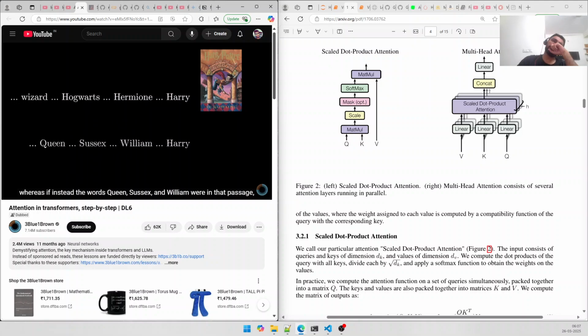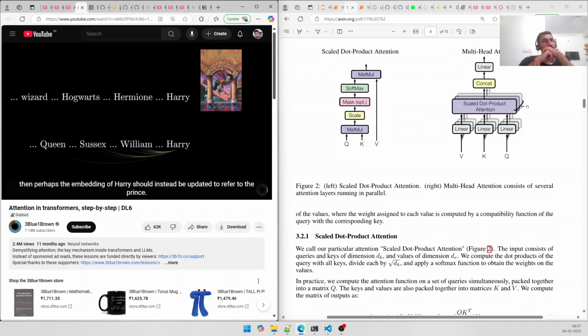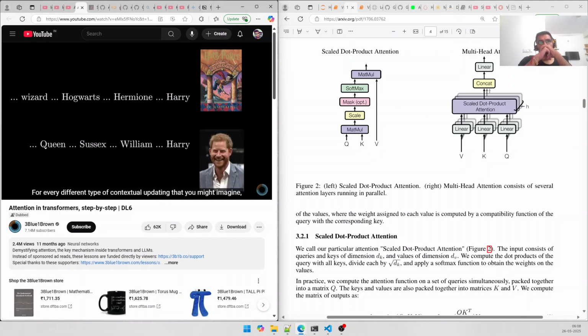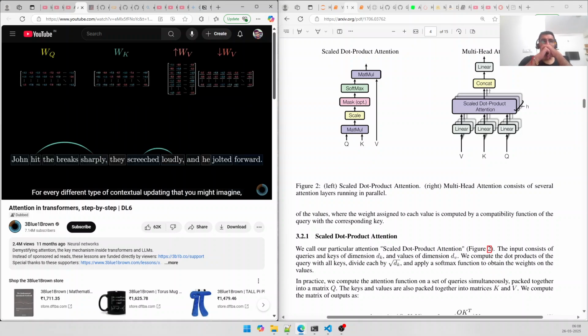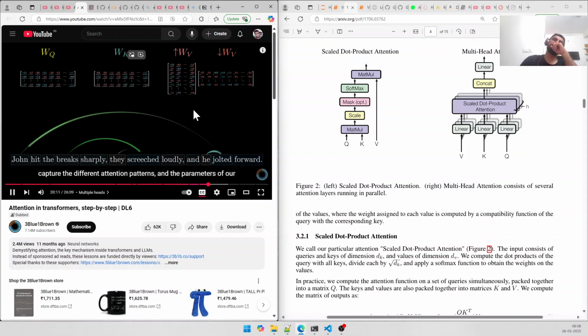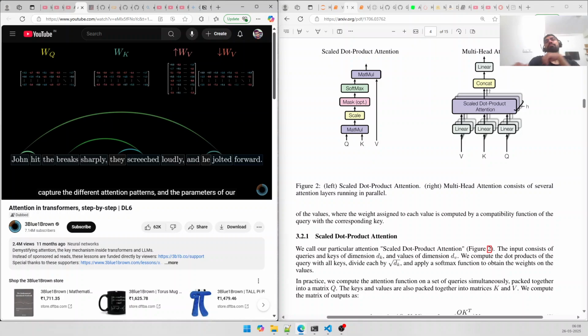Whereas if instead the words Queen, Sussex, and William were in that passage, then perhaps the embedding of Harry should instead be updated to refer to the prince. For every different type of contextual updating that you might imagine, the parameters of these key and query matrices would be different to capture the different attention patterns, and the parameters of our value map would be different based on what should be added to the embeddings.